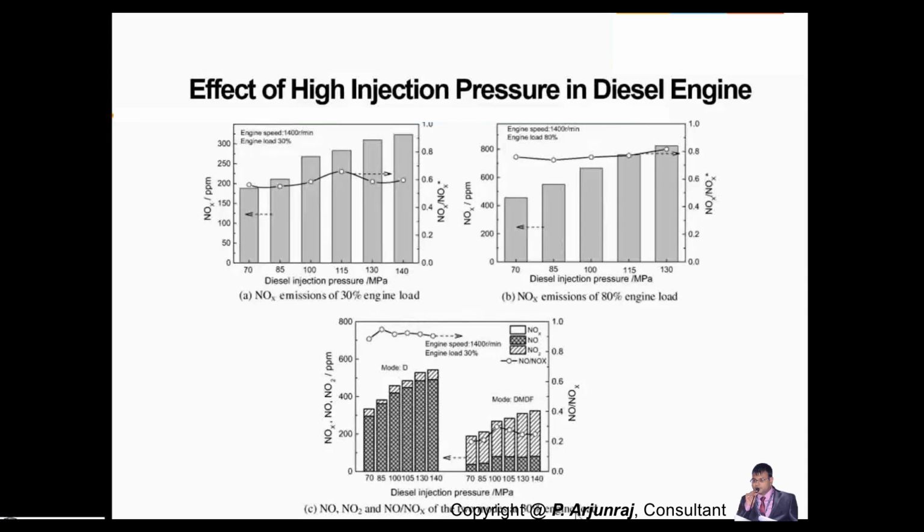But overall, in short, I can say, irrespective of the operating condition or the parameters, NOx gets increased considering the high injection pressure. When the high injection pressure is there, you are going to get high NOx.